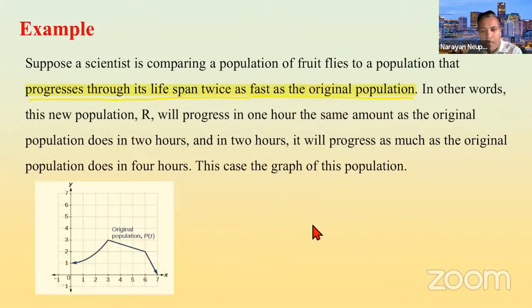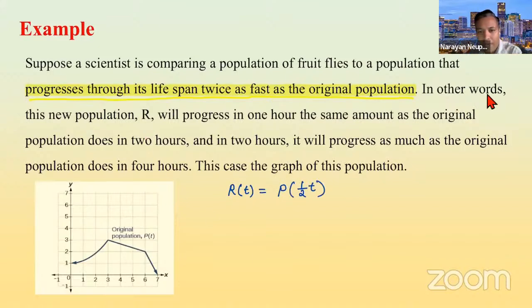That means if the original population has a certain value at a given time, the same value will be attained by the new population in half of its time. Does that make sense? So what they are trying to say is this. In the question they have said that the new population is R. So R of t, the new population, will have the same value as the original population in half its time.